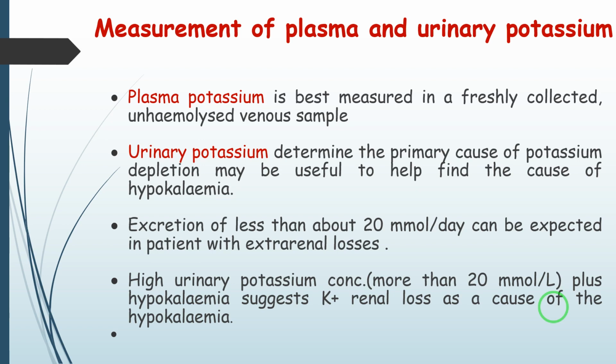How to assess the level of potassium? We have two samples that are good for measurement of potassium, the plasma potassium, and it is very important to use an unhemolyzed venous sample. Unhemolyzed, why? Because if the RBCs or white blood cells are hemolyzed, it will lead to release of the intracellular potassium and give a false positive high level of potassium.